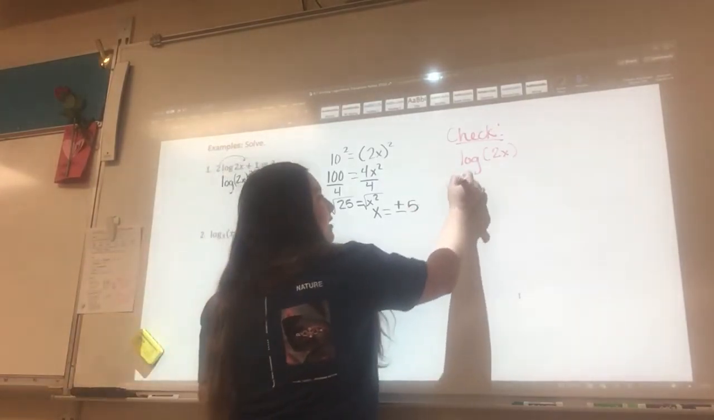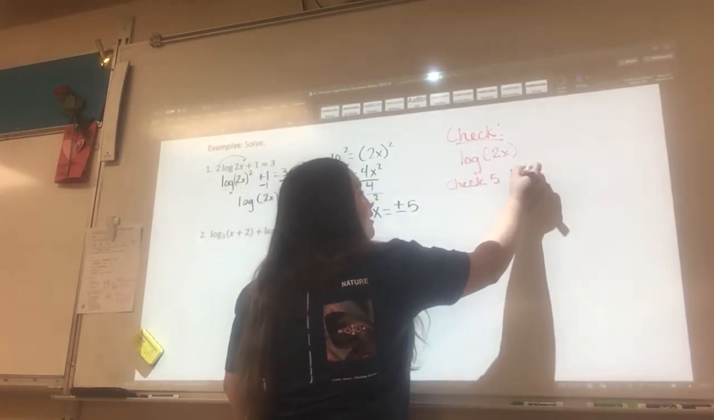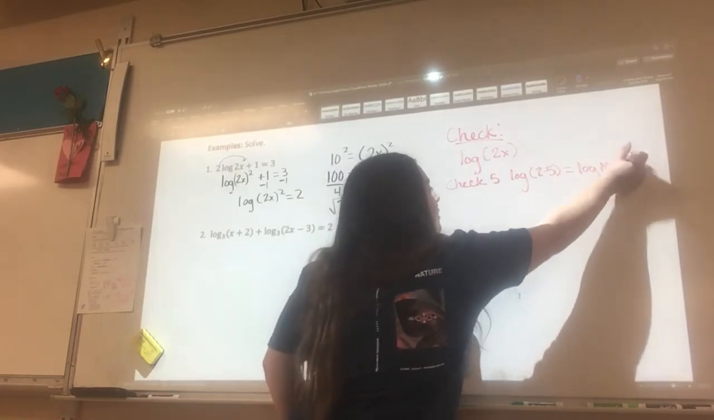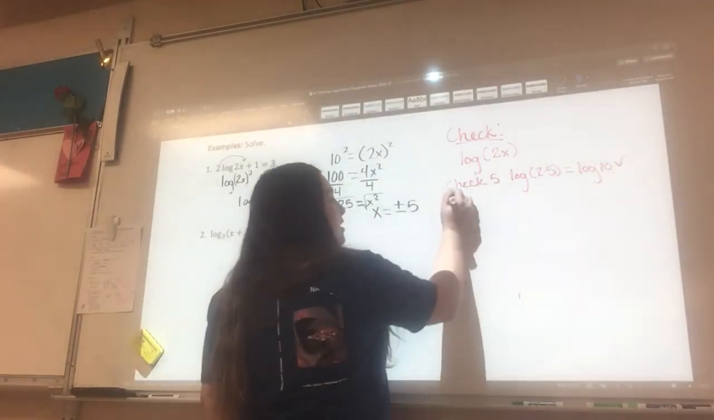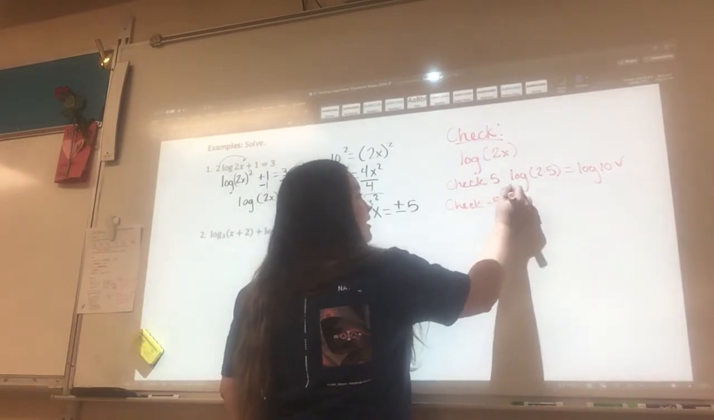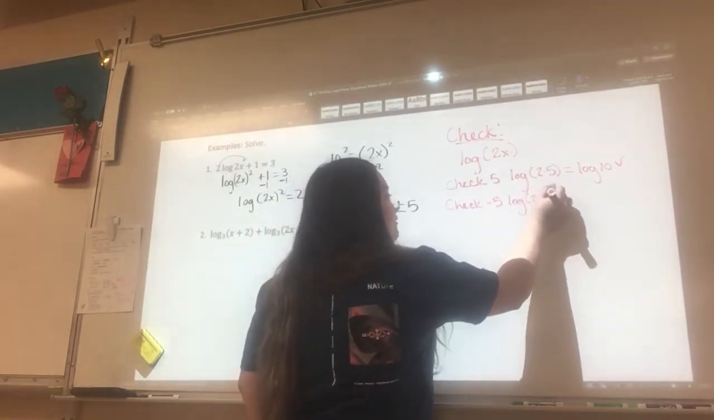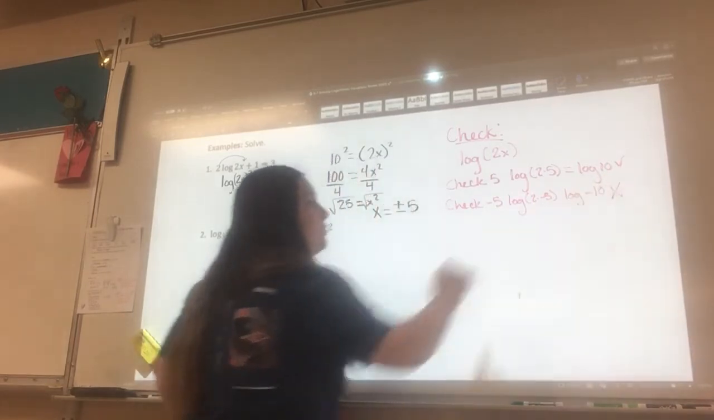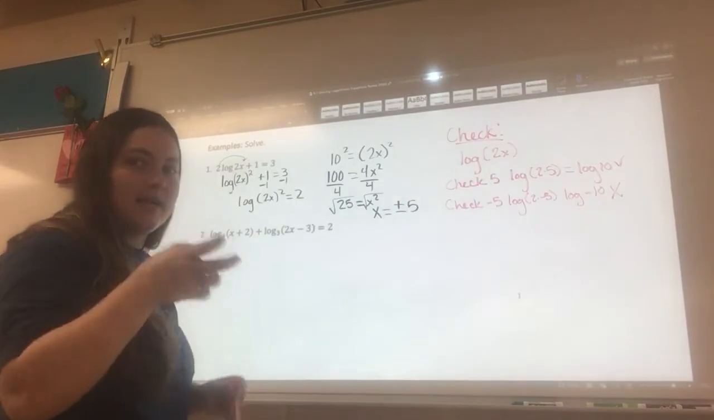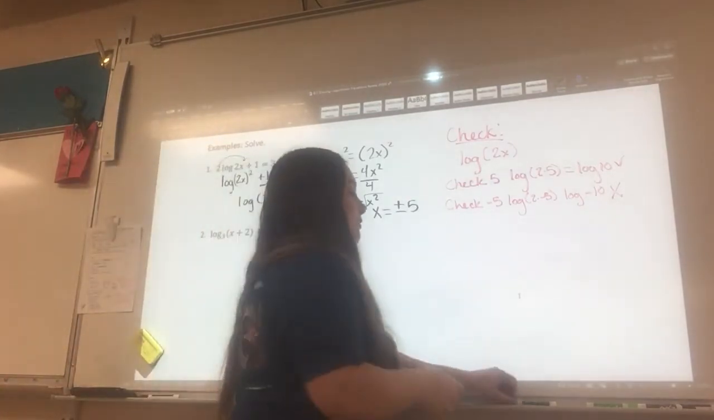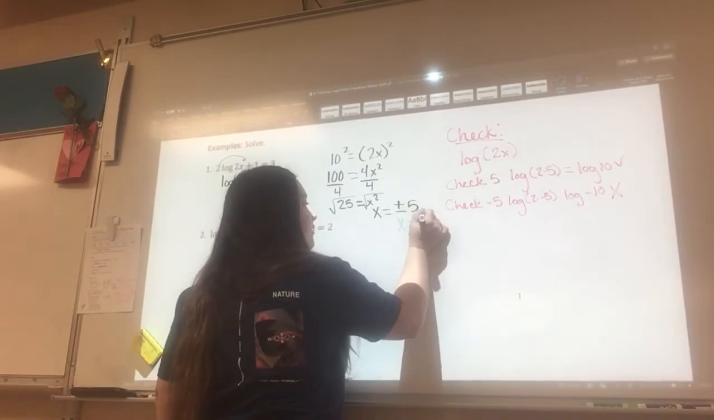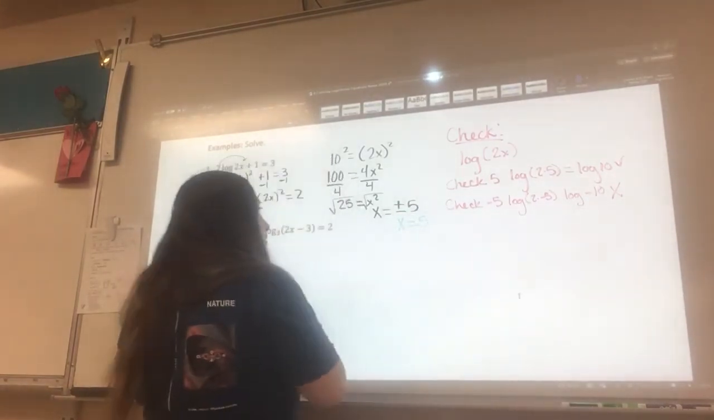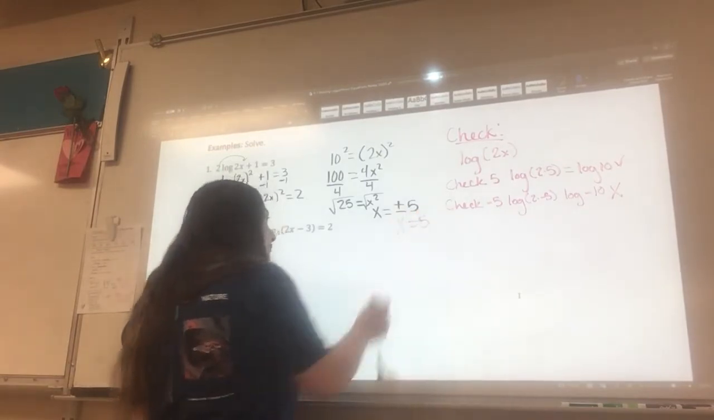So if we check 5, we're going to get log base 2 of 2 times 5, which is log base 2 of 10. So we're good. If we check negative 5, we're going to get log base 2 of 2 times negative 5, which is log base 2 of negative 10. Therefore, we can't do that because there is a negative inside of the log. So that just means our official answer is x equals 5. It's a terrible marker. I will change it. It is x equals 5.